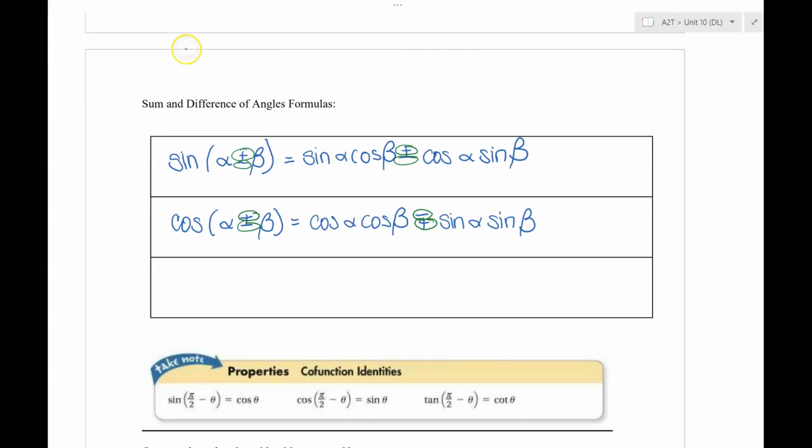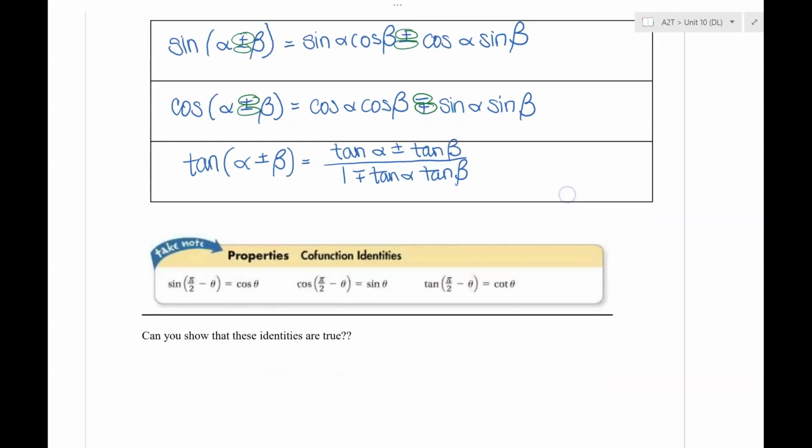And then the last one is tangent. Now remember, tan is sine over cosine. So the signs will be the same in the numerator. They will change in the denominator. Same over change. And it is the tangent of the first angle plus and minus the tangent of the second angle, over 1 minus plus tan alpha, tan beta. Okay? So yes, sine over cosine. Sine, same. Cosine, change.